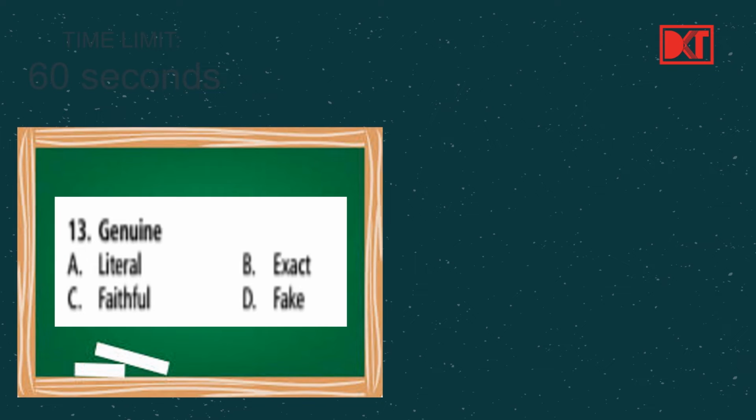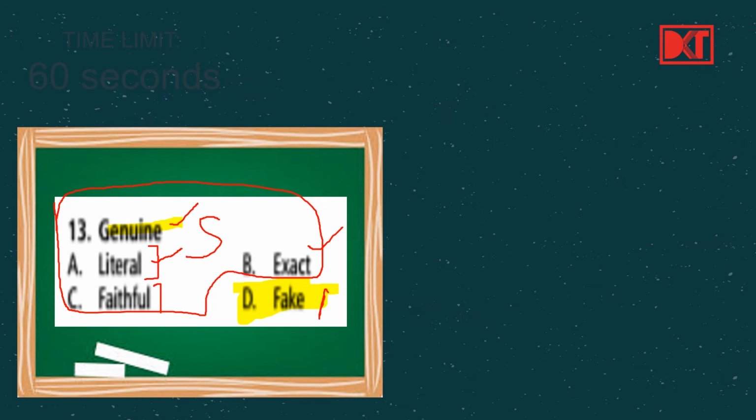Okay, so the next word is genuine. Here the options are A. literal, B. exact, C. faithful, D. fake. Now here the antonym of genuine is fake. Fake means something that is not true, that is not authentic. And the other words, genuine means something that's true. Literal, which means taking it as per the facts. And exact, same thing. Faithful, something you can rely on. So all these words can be said to be synonyms of each other, whereas fake is an antonym.